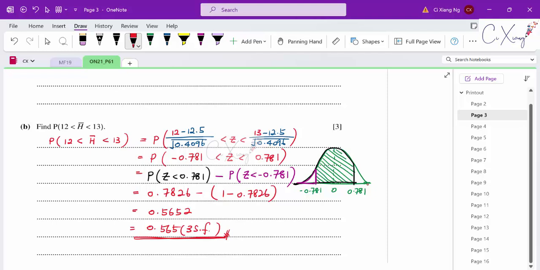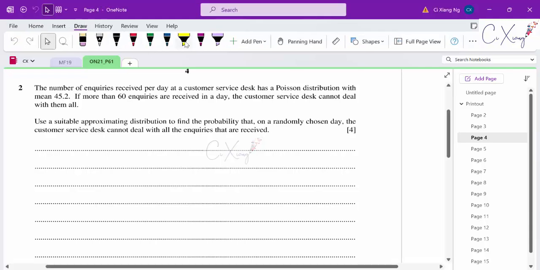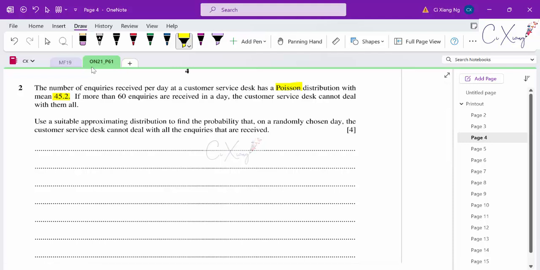Okay, so this is how we solve question number 1. Okay, so we are now at question number 2. The number of inquiries received per day for a customer service desk has a Poisson distribution. So highlight the keyword Poisson, with the mean 55.2. If more than 60 inquiries are received in a day, the customer service desk cannot deal with them all. So use a suitable approximating distribution. Highlight the keyword approximating distribution.